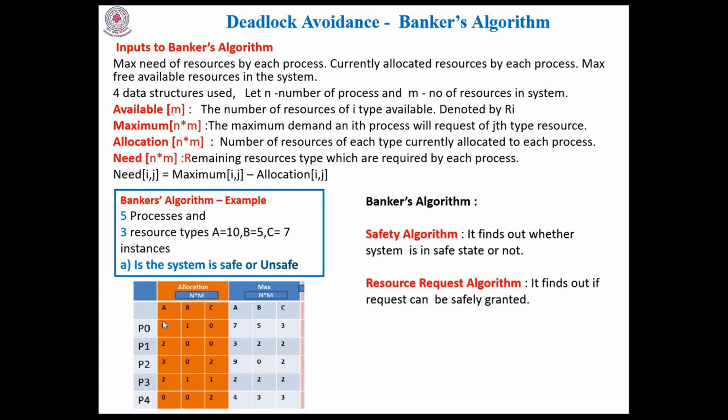Let us do the summation of A type, the summation of B type, the summation of C type. This summation means this available resources minus this summation. That is what is presently freely available resources. And finally, what we need to do is find whether the system is safe or not.